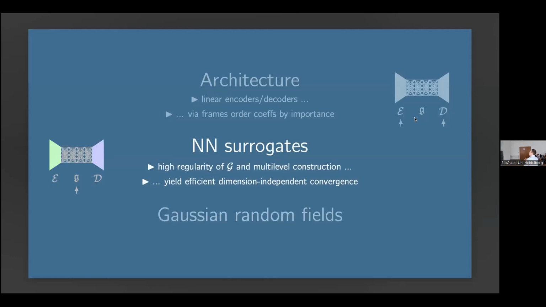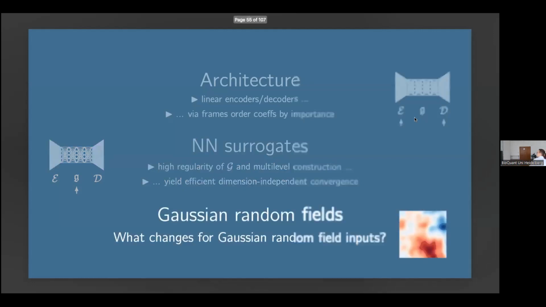Okay, so I will probably skip over the last part, but this concludes this second part. Just to summarize, I explained what we can say about this network part in the middle, and we obtained these dimension-independent convergence rates because we assume this very high regularity and because we exploit this multi-level construction that we obtain through these frame decompositions of the input and output.